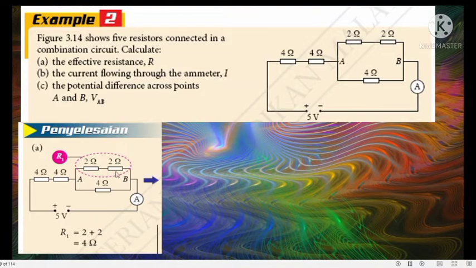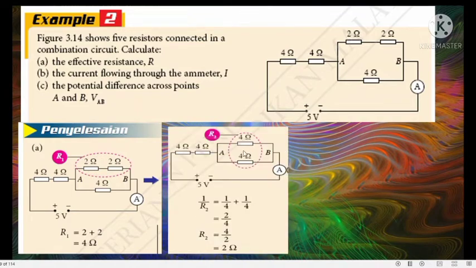For this part, 2 ohm and 2 ohm, you can simplify the circuit. The effective resistance for this part equals R1. So we can simplify the circuit. For this part, the effective resistance is 2 plus 2, thus becoming 4 ohm. So you can see we can simplify it to become this circuit.